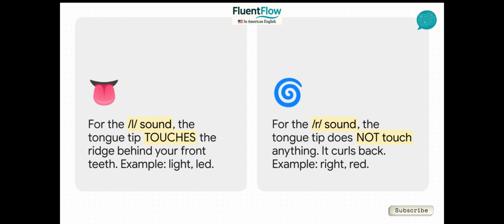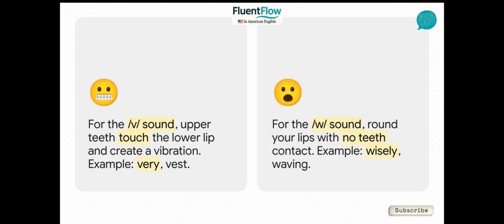La, la, light. Feel that? But for the R sound, like in right, your tongue pulls back and doesn't touch anything at all. It just kind of curls in the middle of your mouth. Ra, ra, right. That's it. That's the whole secret. And you know what? It's the exact same idea with V and W.